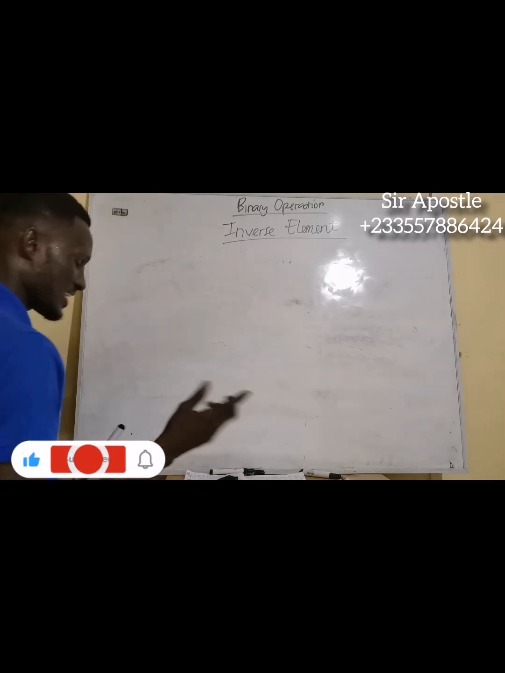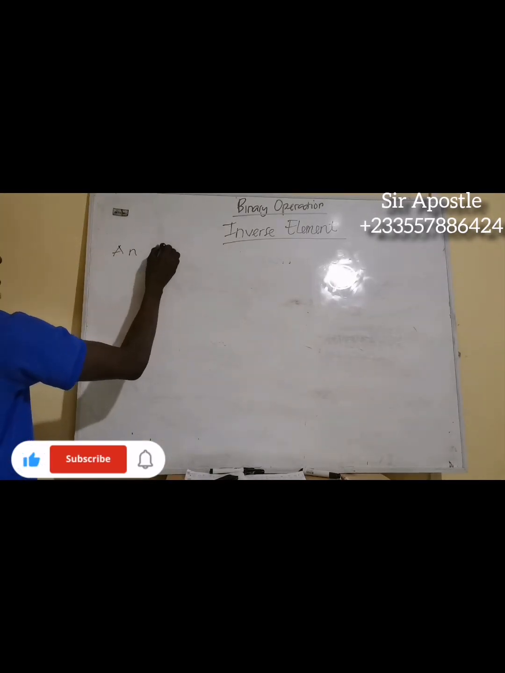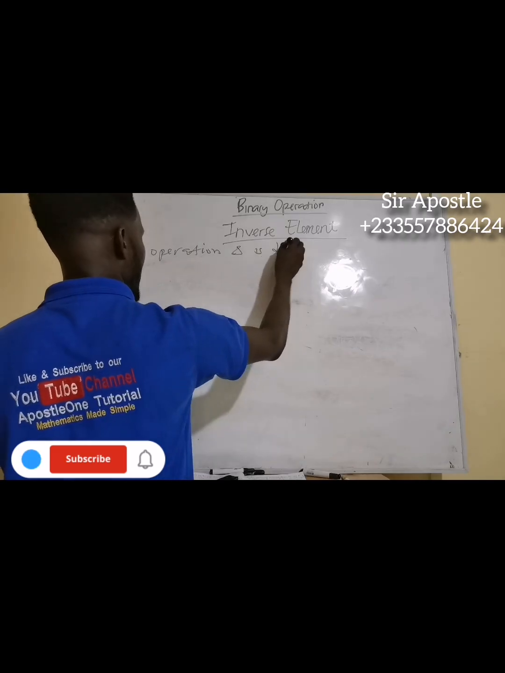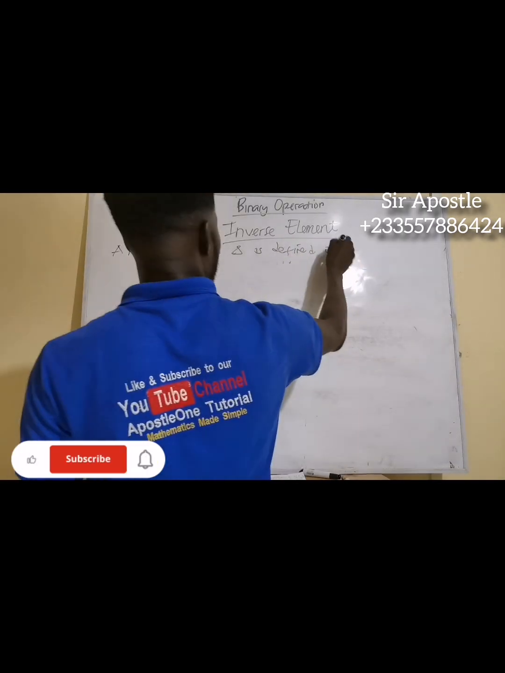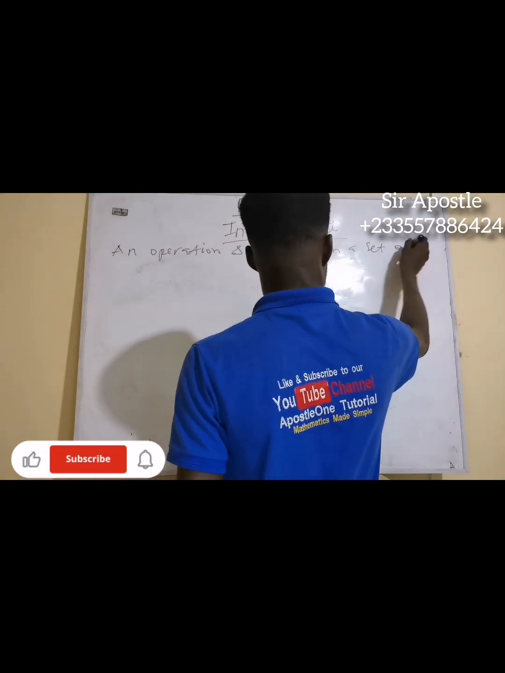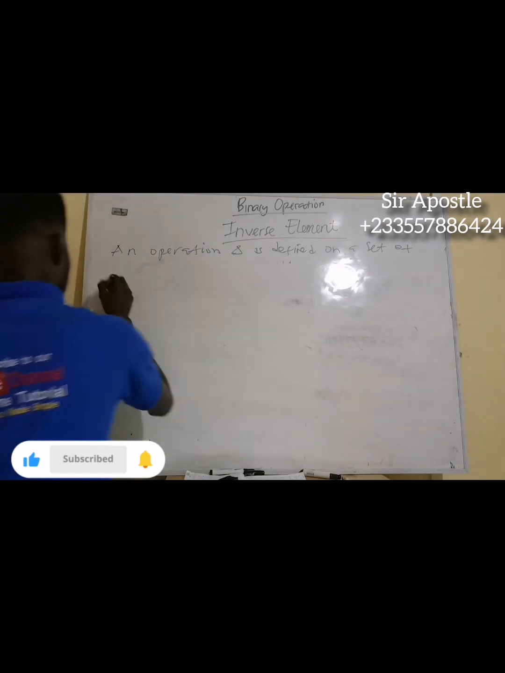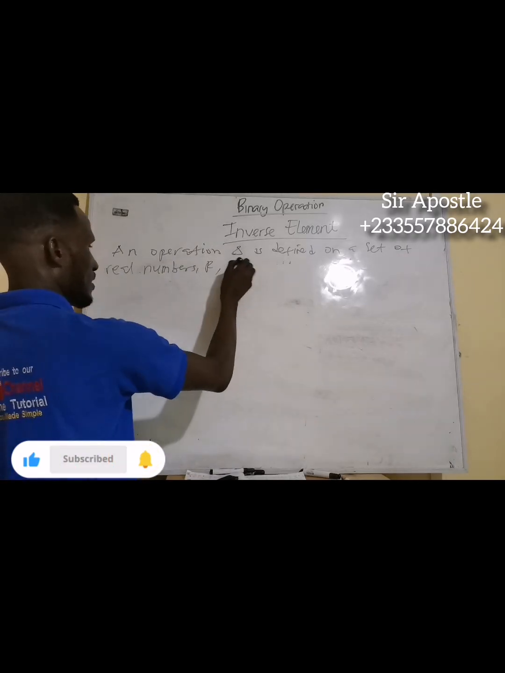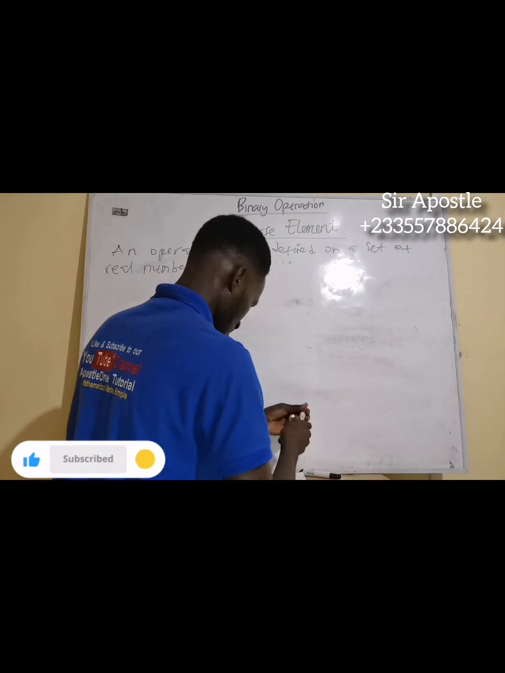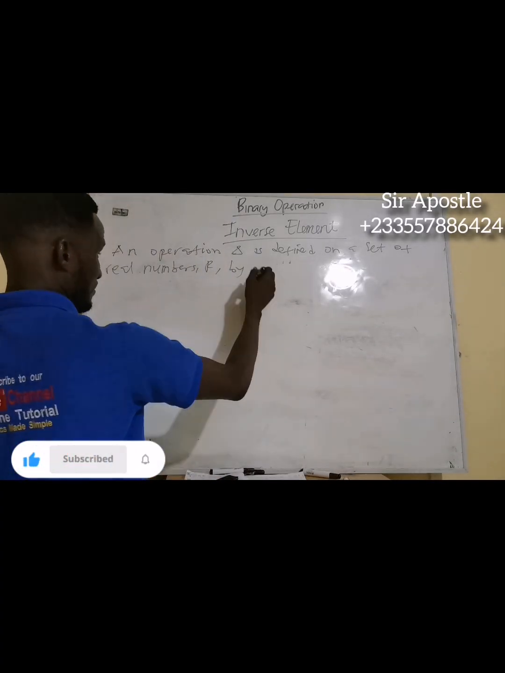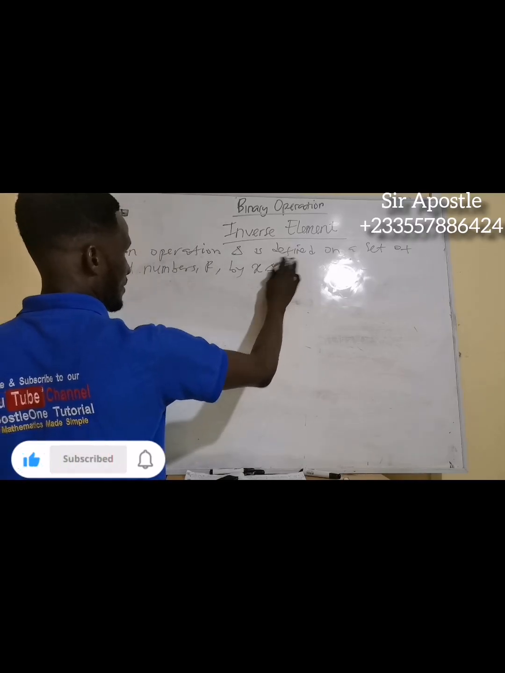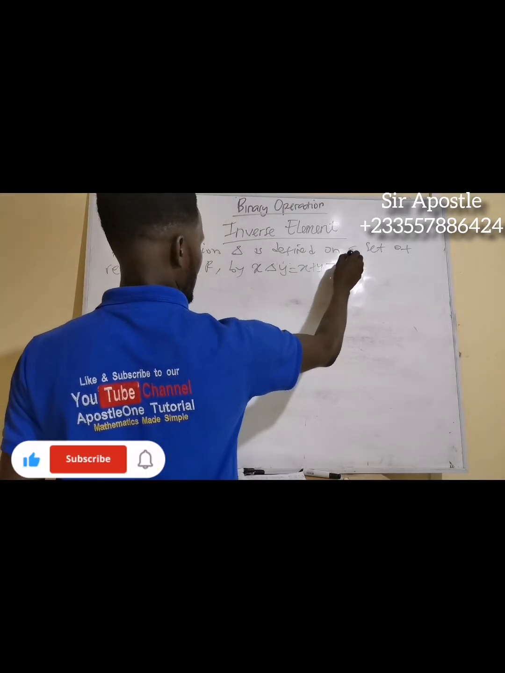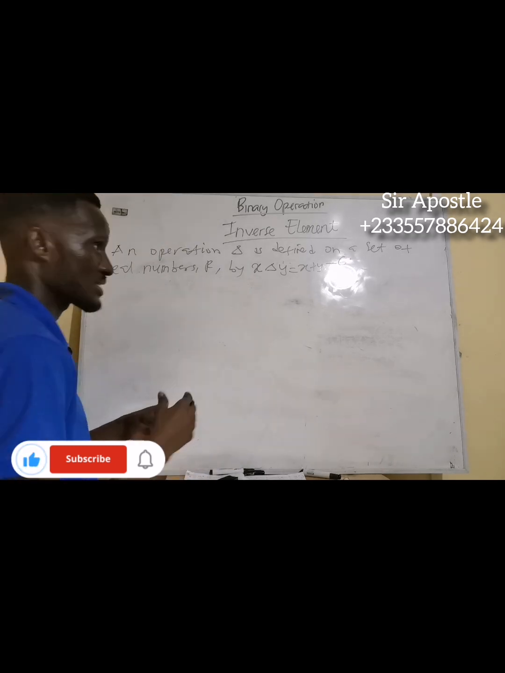Now let's see. Let me talk about it. Let's take a question like this. An operation is defined on a set of real numbers by, let's say, x operation y is equal to x plus y minus 6. Now it is basically x plus y minus 6.